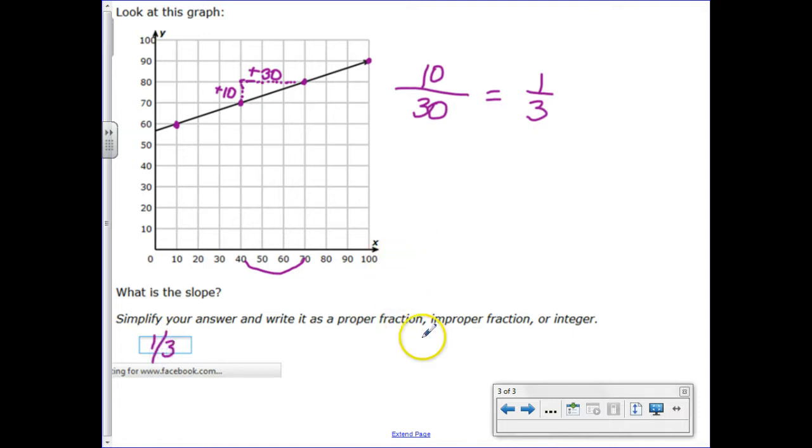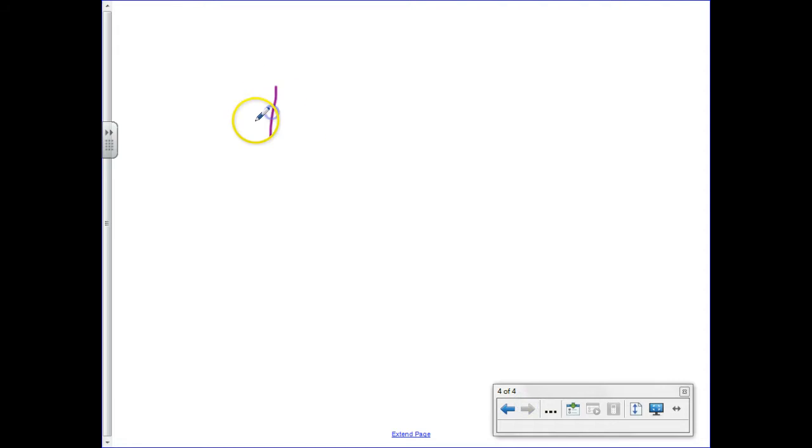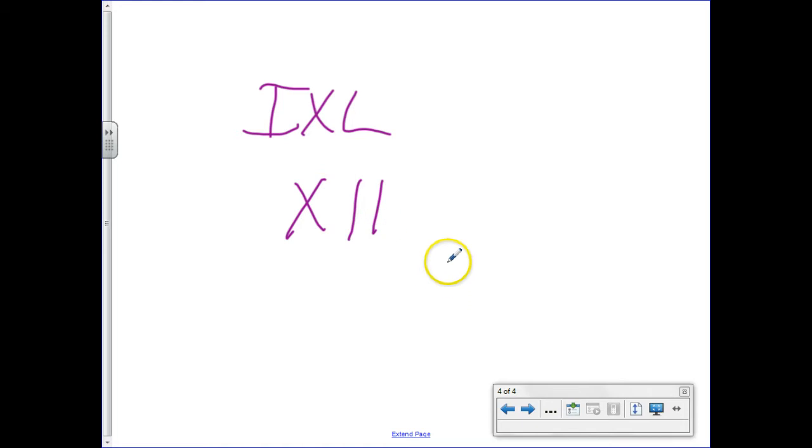What I want you to do now is go on to IXL, log in, and start on this objective, and this objective happens to be X.11. Start working on that and get your SMART score up to at least an 80, and then we can check this one off.